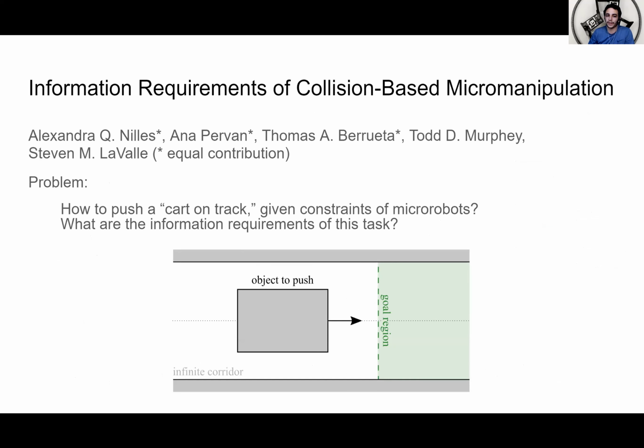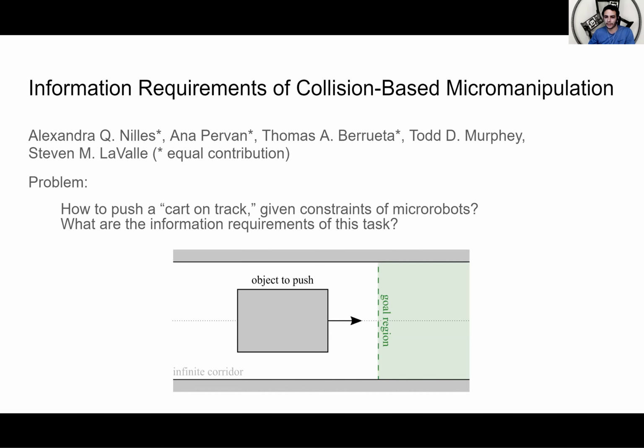Cool. So I'm Thomas Beretta, and I'm here to talk about a paper that Anna, Ali, and I collaborated on, along with our advisors, Todd Murphy, and our gracious would-be host, Stephen Laval. We are interested in the challenge of building capable yet minimalist microrobots subject to the strict constraints on sensing and actuation that exist at the microscale.